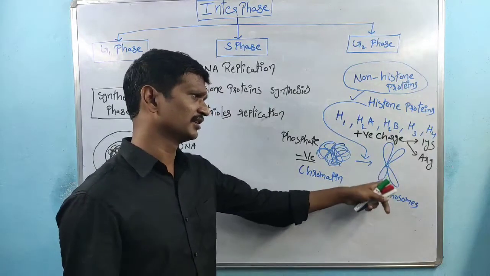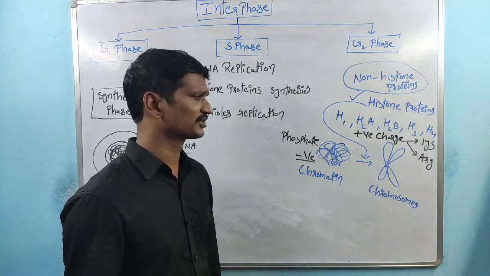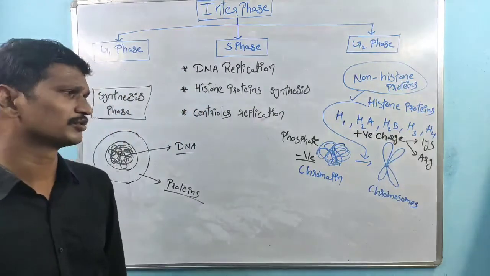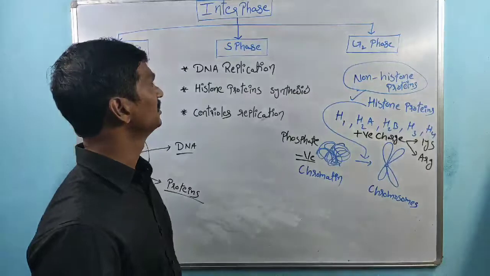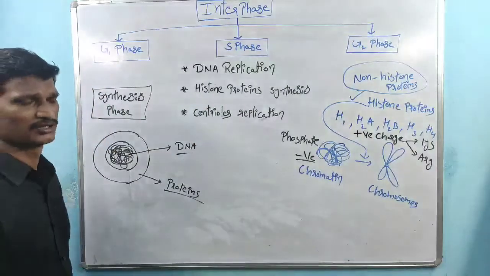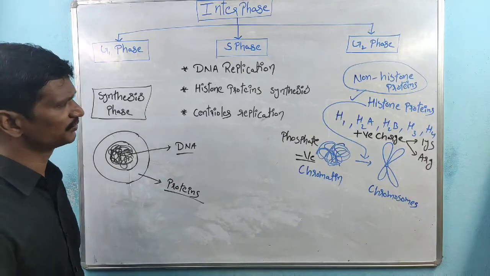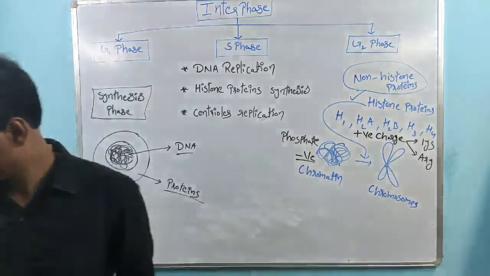We already discussed that this kind of chromosomes are called sister chromosomes. So that is about the histone proteins and their function. Coming to the next one, centrioles replication.